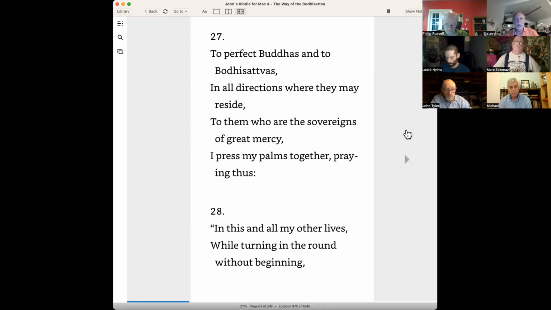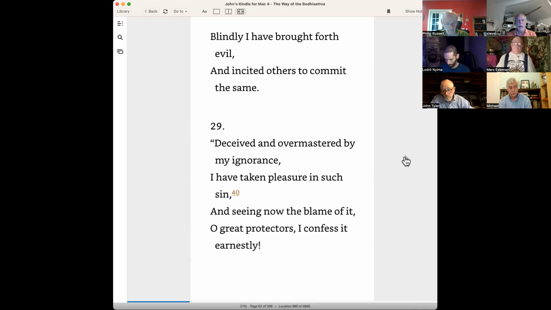To perfect Buddhas and to Bodhisattvas in all directions where they may reside, to them who are the sovereigns of great mercy, I press my palms together, praying thus. In this and all my other lives, while turning in the round without beginning, blindly I have brought forth evil and incited others to commit the same. Deceived and overmastered by my ignorance, I have taken pleasure in such sin. And seeing now the blame of it, O great protectors, I confess it earnestly.